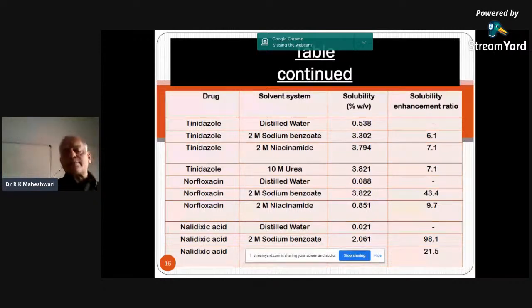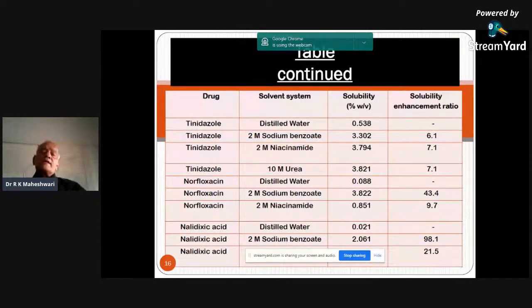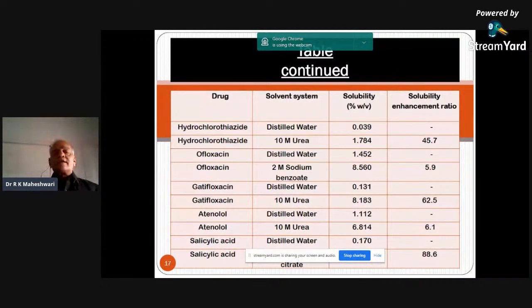Again, I am repeating, I told you that hydrotropic, hydro means water, it is related to increase in solubility in water. So when there is enhancement in aqueous solubility of a poorly water soluble drug in the presence of a large concentration of an agent, means hydrotropic agent, then we call this phenomenon hydrotropic solubilization.